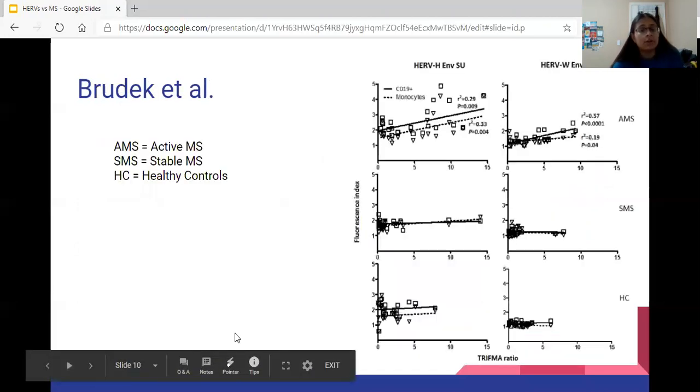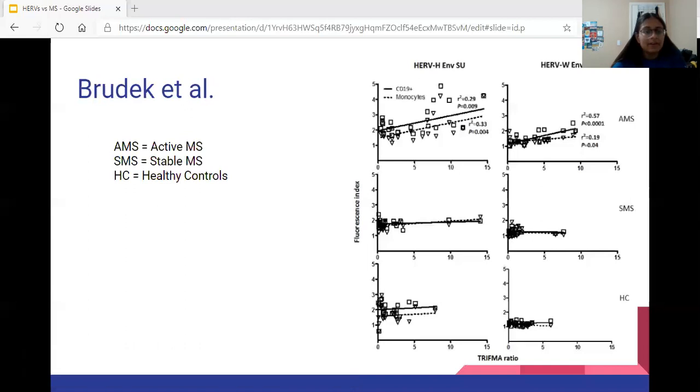Moving on to Brudek et al. Excuse me, this isn't loading. Okay, so they found that patients with active MS had significantly higher rates of the ENV proteins found on the surface of B cells and monocytes.